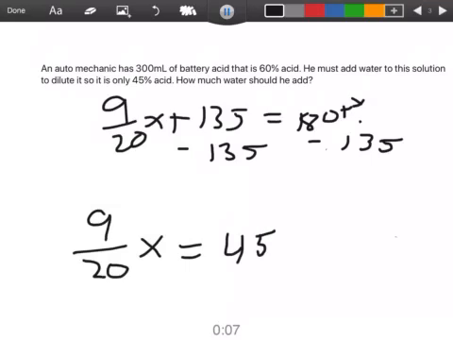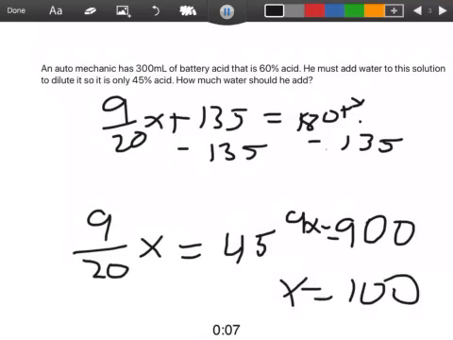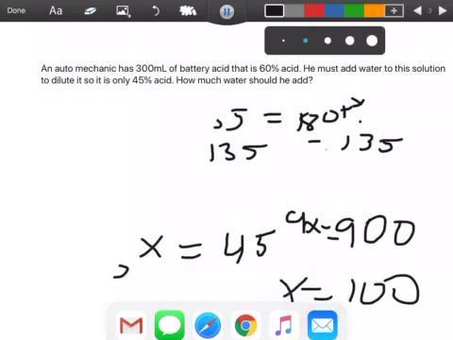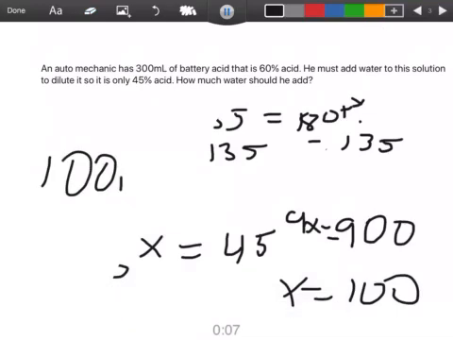Multiply by 20 on both sides. You have 9x equals 900. Divide both sides by 9 and you get x equals 100. So that means the answer is 100 milliliters of water.